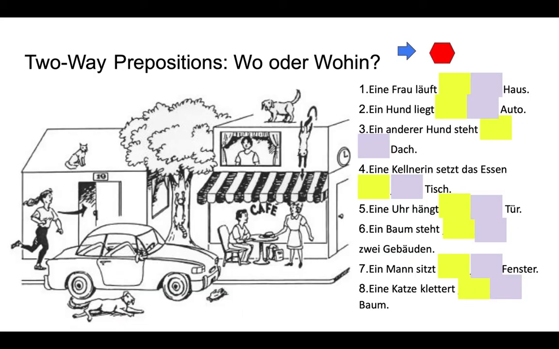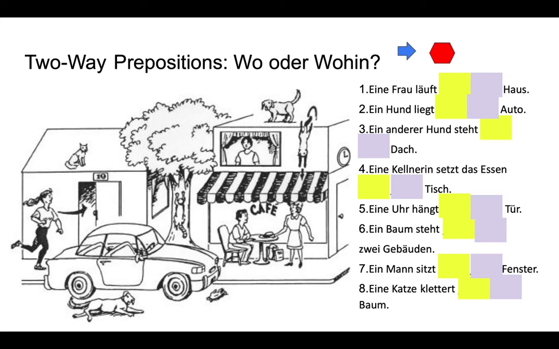You have one more exercise in your slideshow to try this out on your own. Look at the picture of the scene. I've written 8 sentences describing what's going on in the scene. First, copy the blue arrow to paste next to any sentence that's describing movement, or copy the red stop sign to paste next to any sentence that's describing static physical placement. Remember, accusative is active and dative is dead.